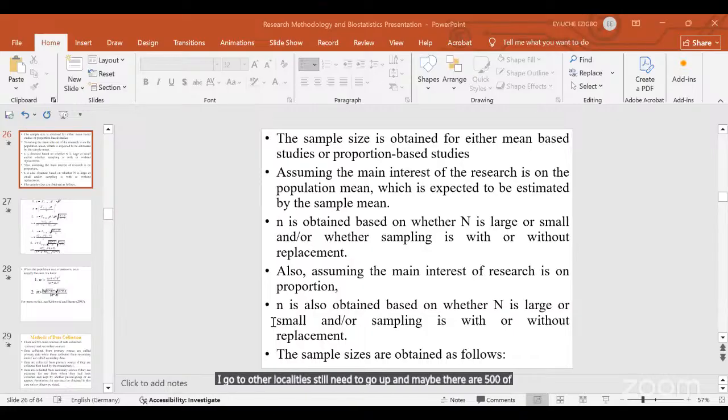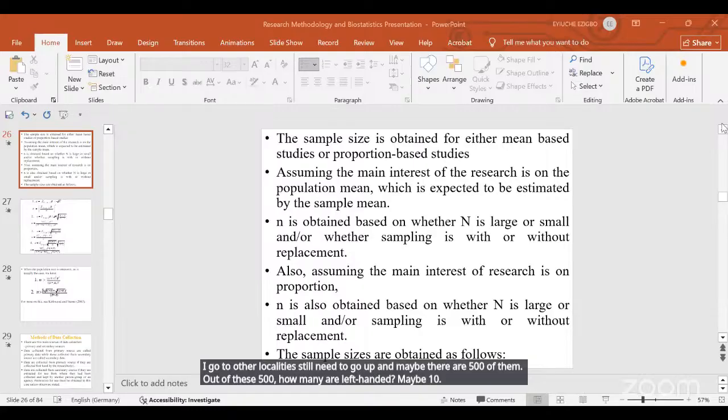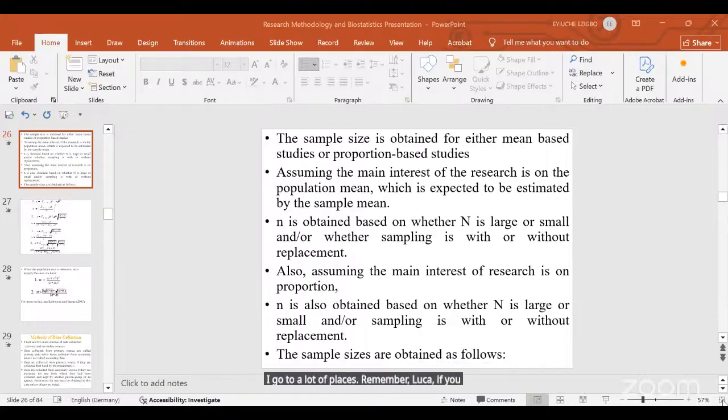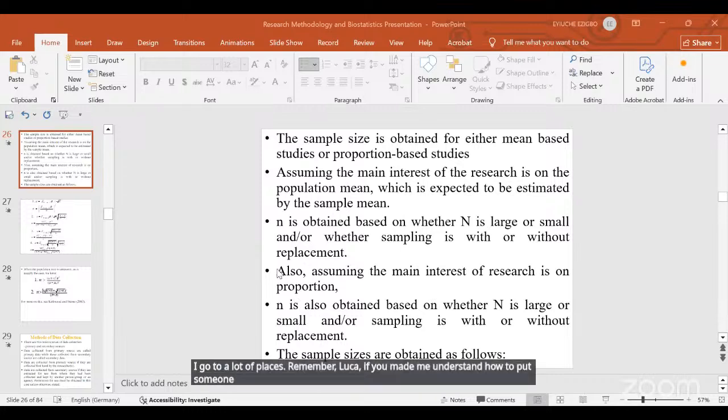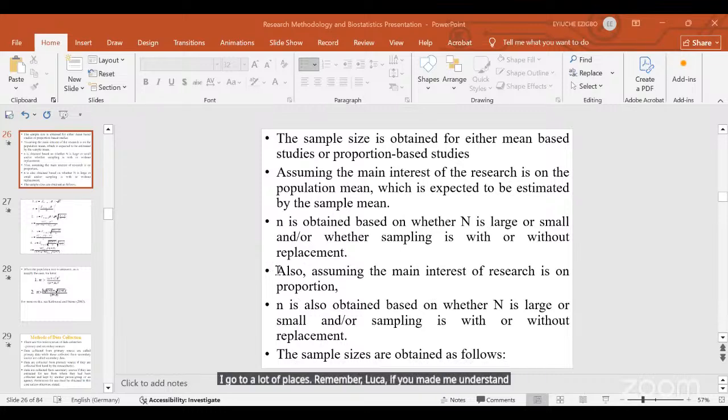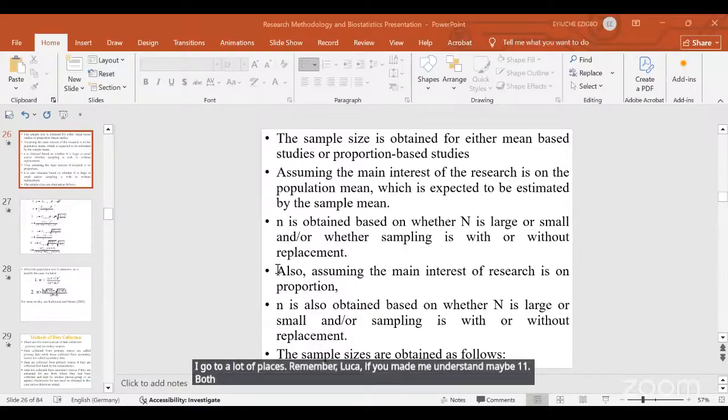Out of these 500, how many are left-handed? Maybe 10. I hope it's understood. I go to another place, another locality, maybe there are 700. Out of these 700, how many are left-handed? Maybe 11. What am I now trying to say?